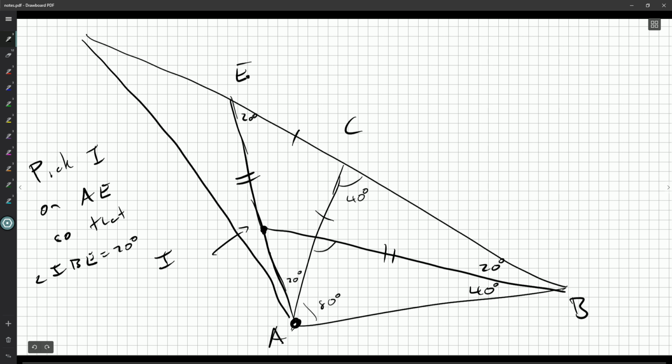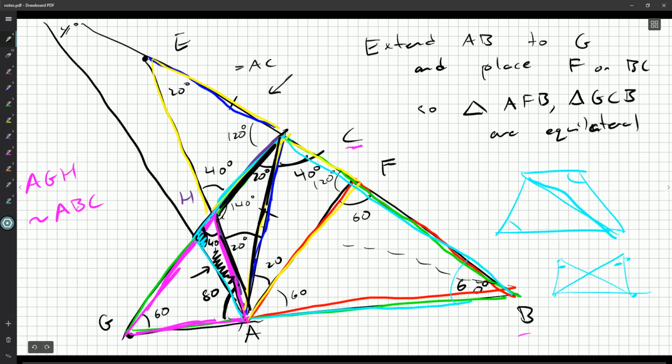angle in here, so if that's 40, this has got to be 60. Well, there's another copy of our triangle, right? And then 20 makes 60, so this would have to be 40. So there's another isosceles.